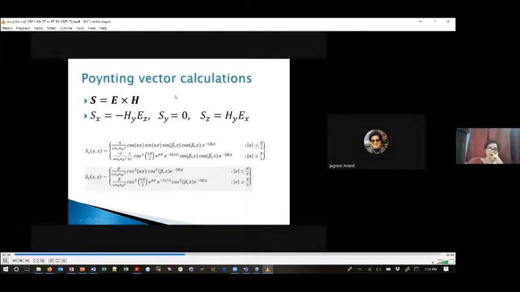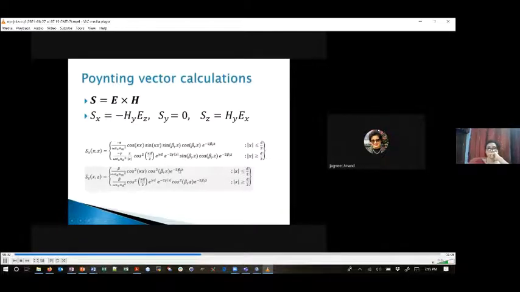Now, doing the calculations for the Poynting vector, S is equal to the vector product of E and H. So, for the TM surface plasmon modes, the non-vanishing components are the x and z components, and these are given by minus Hy Ez and Hy Ex respectively. Now, substituting the values of Ex, Ez, and Hy, these are the two expressions for the x component and the z component of the Poynting vector. This is the transverse component x, and this is the longitudinal component, in the z direction, inside the metal and in the cladding region, the dielectric region.